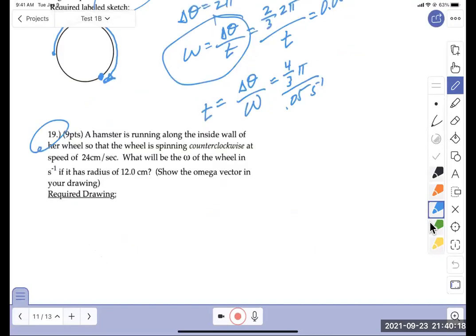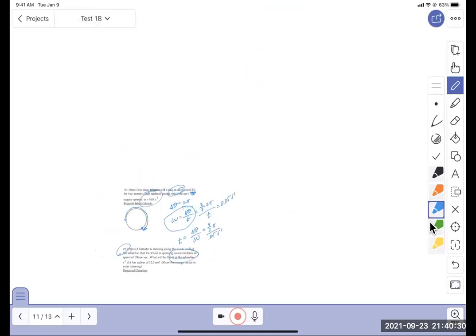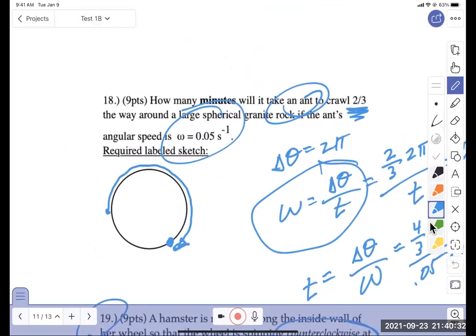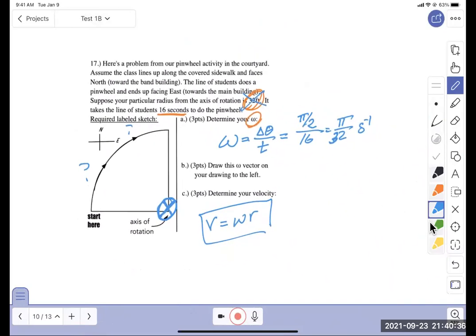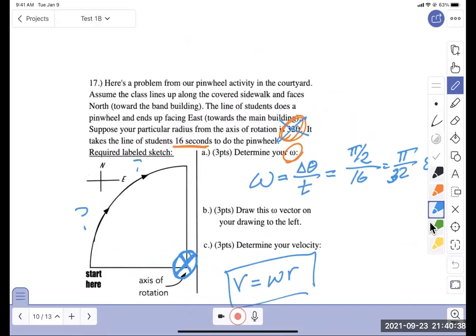Anyway, now this is a new one. A hamster's running along the inside wall of her wheel so that the wheel is spinning counterclockwise. Uh-oh. Did I mess this up? Because you always got to be careful. Oh, I did mess that up.